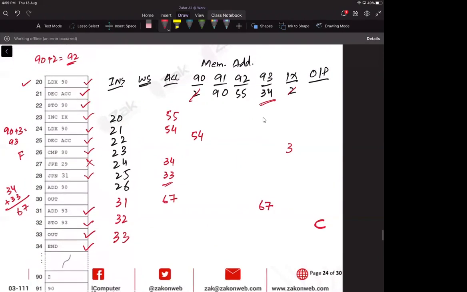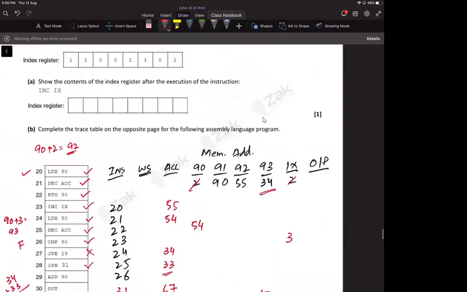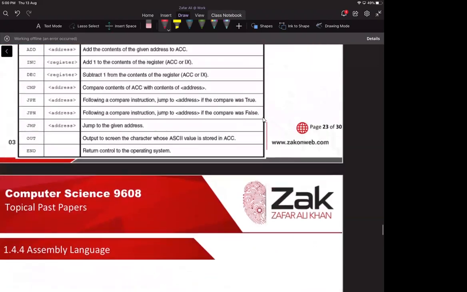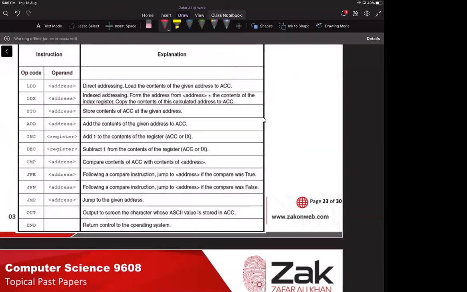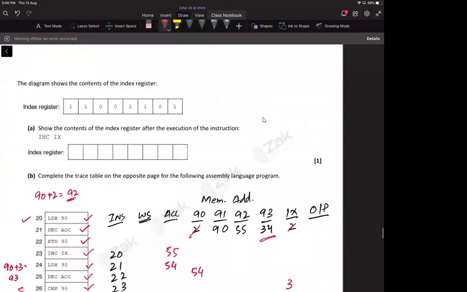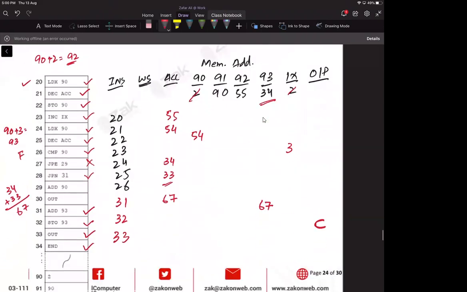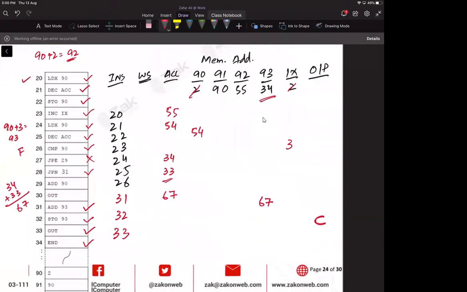Get the idea? You got to be very good with it. You don't have to actually get to the table to look at what this instruction does. You have to have enough practice so that no matter what sort of question appears in front of you, you just do it. You have to be very comfortable with these instructions.